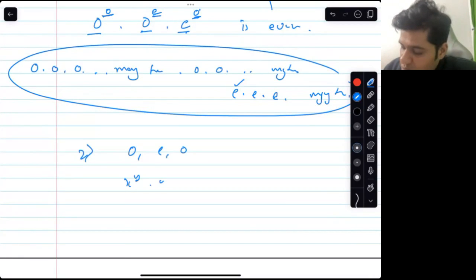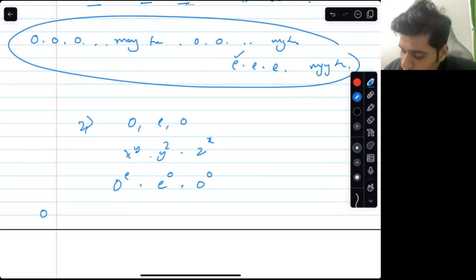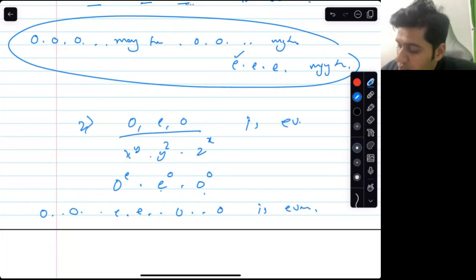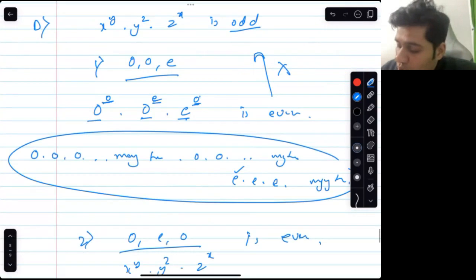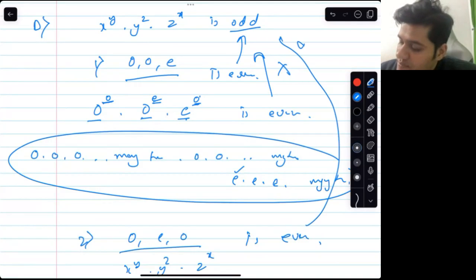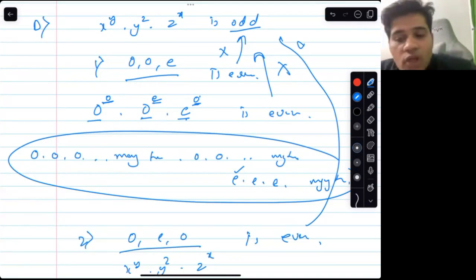Let me check for case 2 also, which was odd, even, odd. X is per y, y is per z, z is per x. So odd raised per even raised per odd raised per odd. Here also odd, odd, odd many times, then even many times, then odd, odd, odd many times. This is also even. So for case 1, it is even. For case 2, it is even. So both cases led to a false situation.